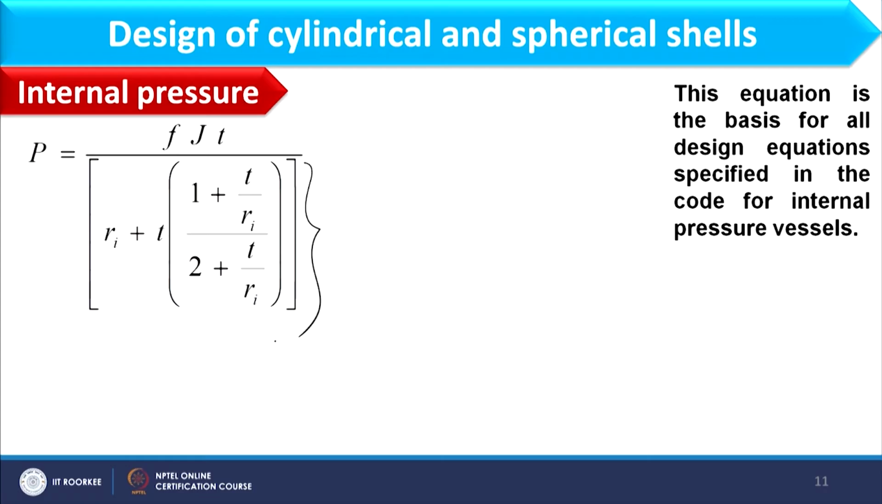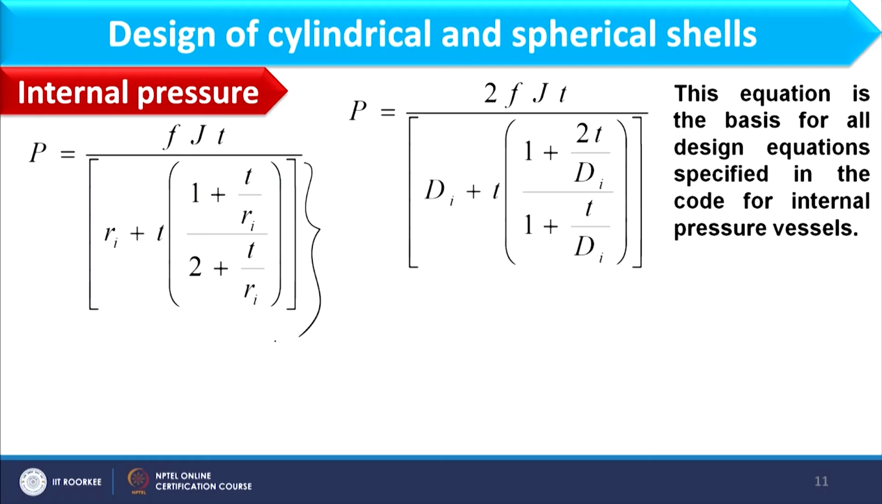and this equation is also used as a basic equation in the code, which is IS 2825. Okay. So, further representing this equation in terms of diameter instead of radius, we can have an equation like this, where P in terms of diameter is shown.